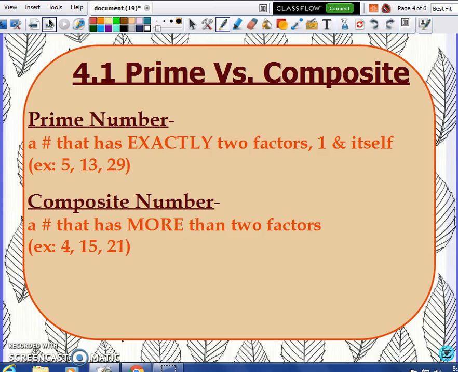Composite numbers are numbers that have more than 2 factors, such as 4. Not only do 1 and 4 go in there, but so does 2. 15. Not only do 1 and 15 go in there, but so does 5. So does 3. So it has other factors. 0 is neither prime nor composite. It's neutral. It's a cool number.